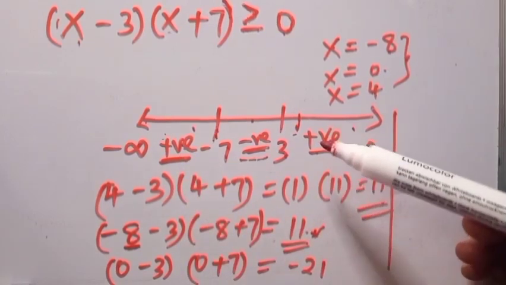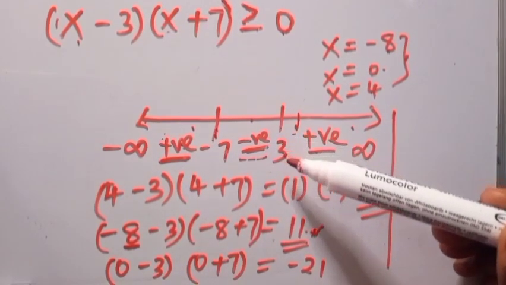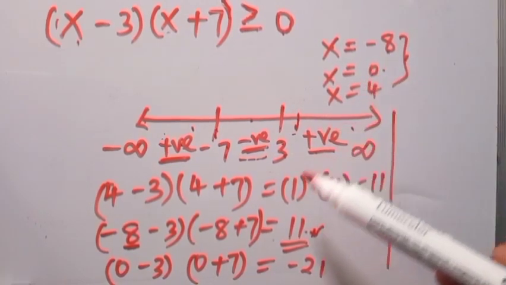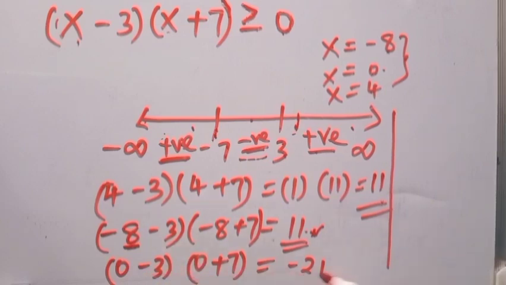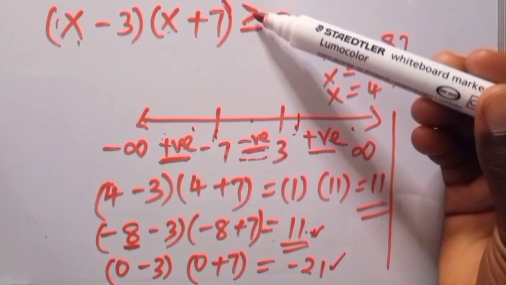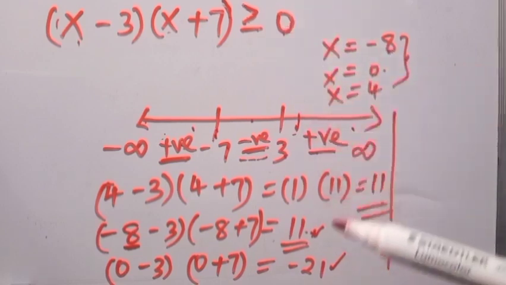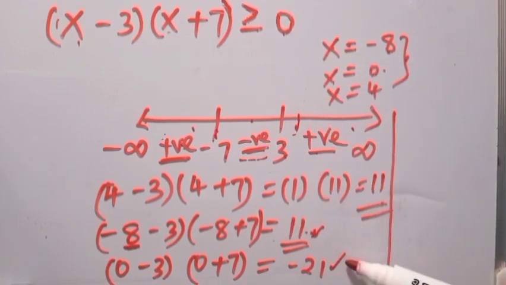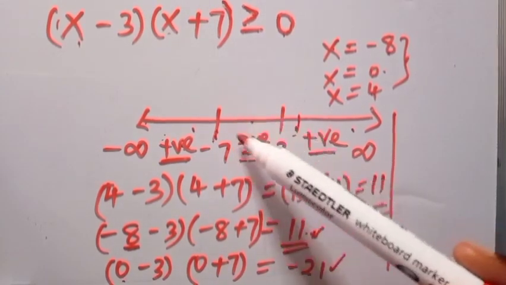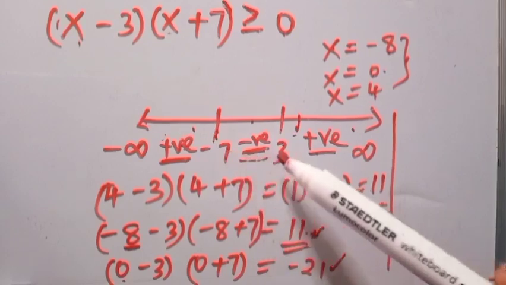Now, let us also consider when x is 0. So when x is 0, we obtain a negative answer, of which our interest is to obtain an answer that is greater than or equal to 0. And in this case, this one is not required. x equals 0 is not required. That means all the values of x that are between -7 and 3 are not required.